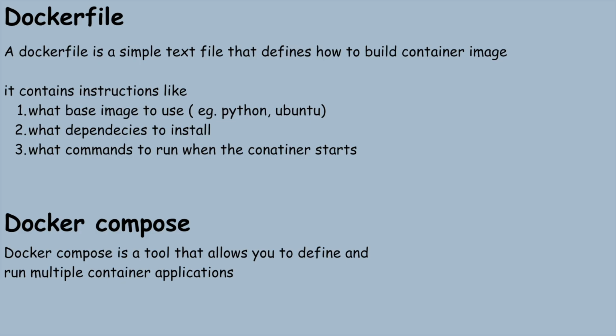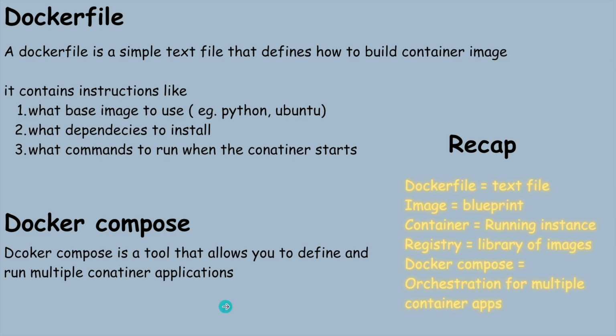So to recap, a Dockerfile is a text file, an image is the blueprint, a container is a running instance, a registry is the library of images, and Docker Compose is orchestration for multi-container applications. And these basics form the foundation before we move into Kubernetes. So far we have learned what containers are, and how images, registries and Docker work.